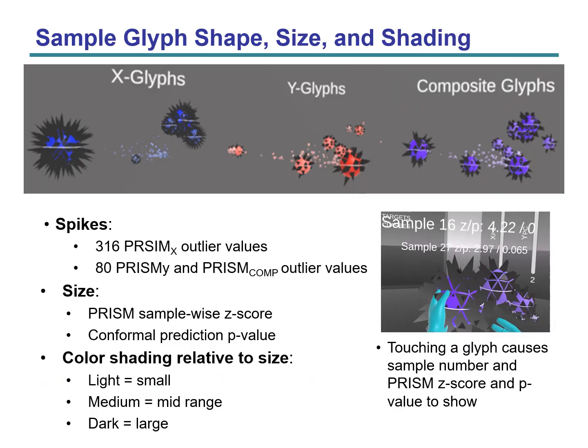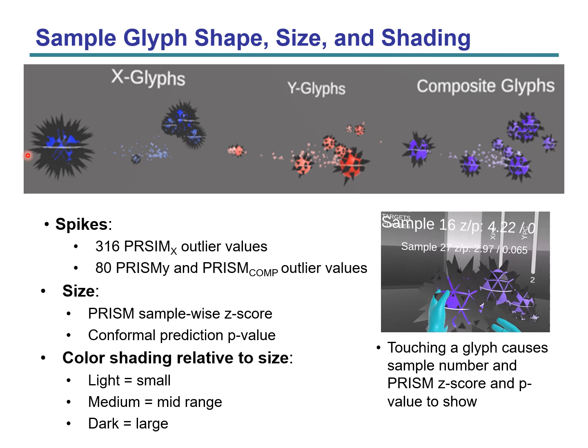So these are our sample glyphs in virtual reality that you'll see in the movie. Blue will always be our Prism X glyphs, red are our Prism Y glyphs, and the composites are represented by 3. You can see our samples are represented as spheres with a lot of spikes. For the Prism X values, we have 316 outlier values, and you can see the blue ones have a lot of spikes. The bigger the spikes, the more dissimilar that sample is to the rest of the calibration set.